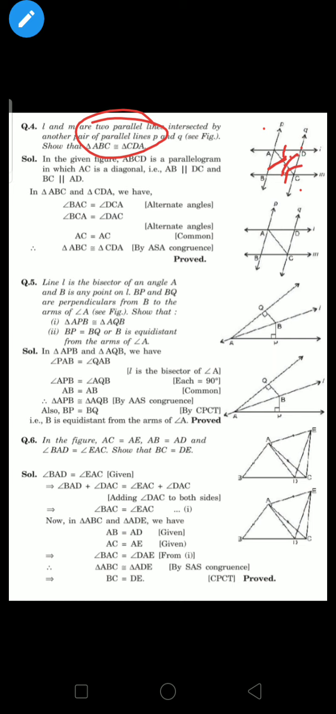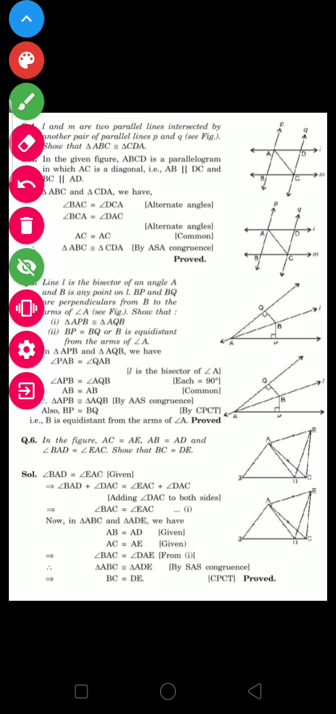Okay students, for the rest of the questions, you will try your best with the help of congruency. If there is any doubt, then you can ask me. Thank you.